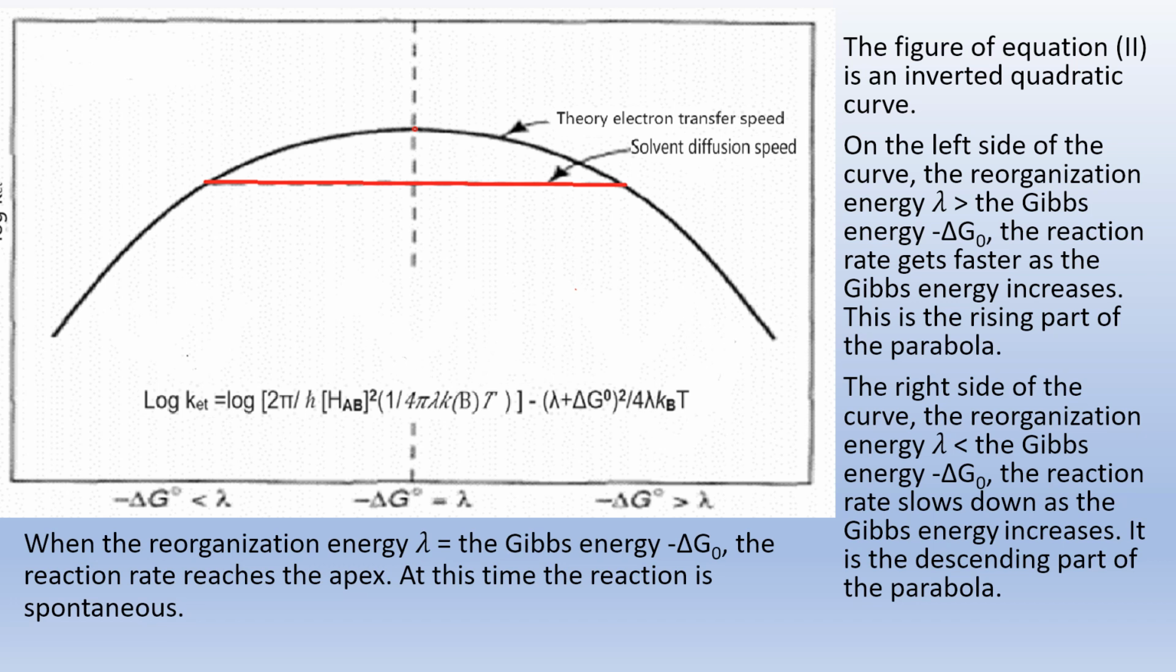On the right side of the curve, the reorganization energy lambda is less than the Gibbs energy, minus ΔG0, and the reaction rate slows down as the Gibbs energy increases. It is the descending part of the parabola. When the reorganization energy lambda equals the Gibbs energy, minus ΔG0, the reaction rate reaches the apex. At this time the reaction is spontaneous.